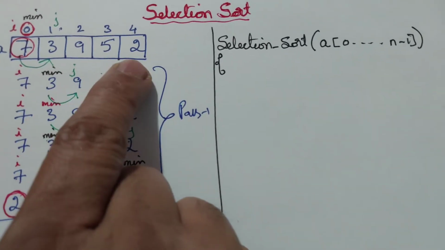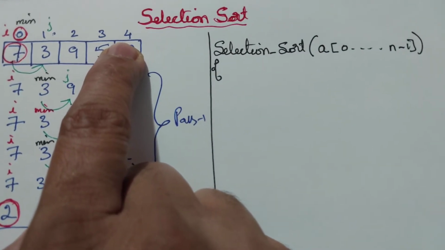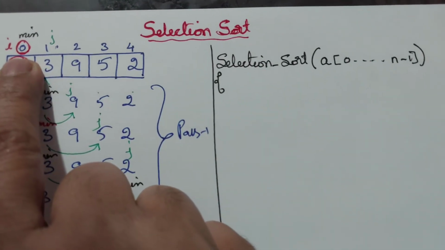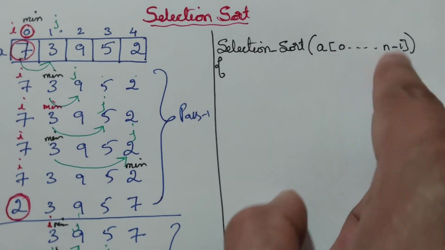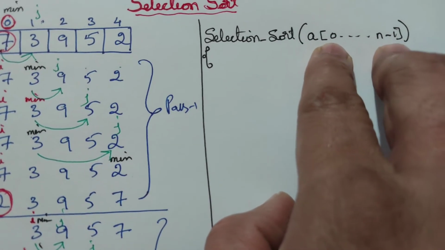If I take 5 elements, the last position is 4. Similarly, if I take 10 elements, the last position is 9. So if I take n elements, the last position is n minus 1, and we always start with the first position 0. So in general we are writing the array A from position 0 to n minus 1, without giving any values.